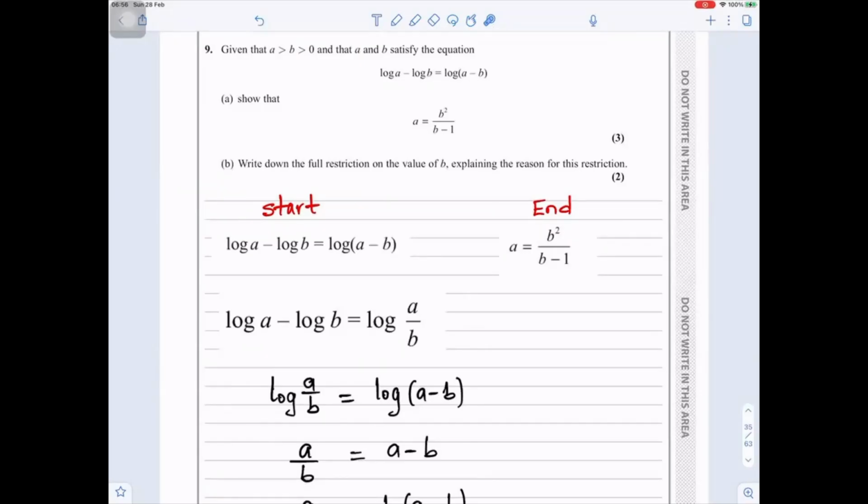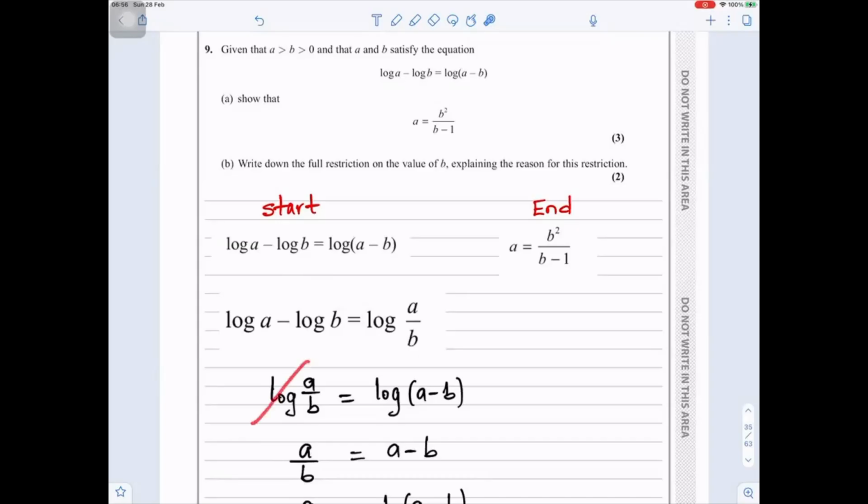If you notice, there are logs in the start, but in the end there's no log. So that means we have to eliminate the logs. We have to do something and get rid of them. So we start by thinking about the formula for logarithms. Log A minus log B is the same as log of A divided by B. So we can put log A minus log B as log of A divided by B. That equals log of A minus B.